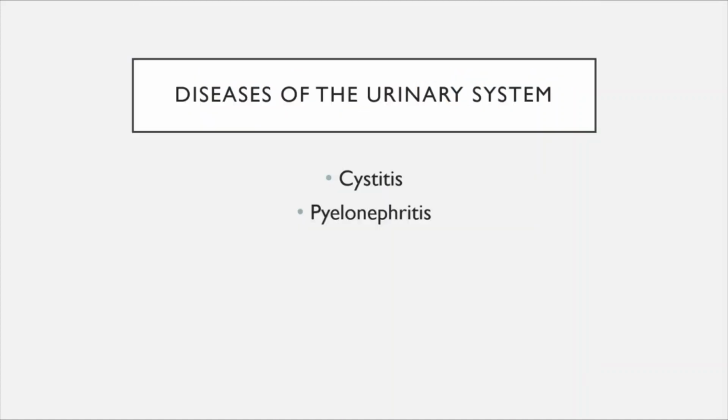So we're first going to take a look at diseases of the urinary system and then move on to diseases of the reproductive system. And the two diseases of the urinary system we will examine are cystitis and pyelonephritis. Both of these are most often bacterial in origin. It's possible that other agents can infect the urinary system, but bacteria are by far the most common cause of urinary diseases.